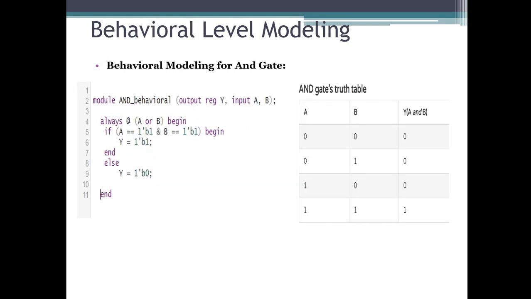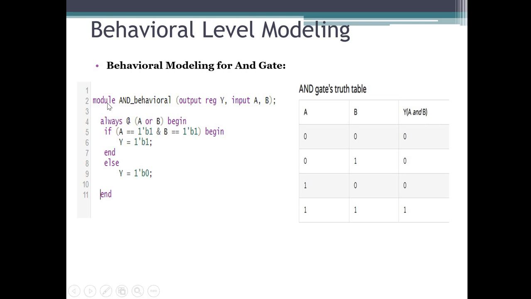Let's move further. Behavioral model. This is the highest level of abstraction. As I was telling you, this is how we can write the behavioral modeling for the AND gate. We have to understand only one thing in the AND gate: if both inputs are 1, then we get the output 1, and if any one input is 0, the output will obviously be 0. So let's understand how we can write the code for this.